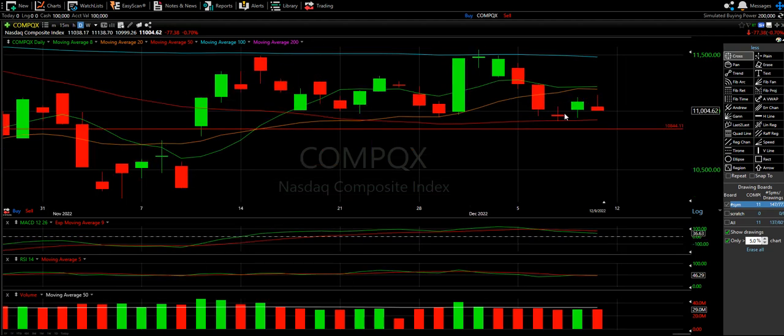And this day was good. Don't get me wrong. I like that we bounced off the 50. This was the doji, right? So it looked like we were going to tank. Doji right here. This was supposed to be the good day.